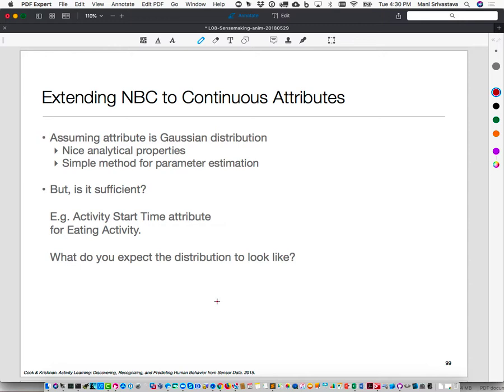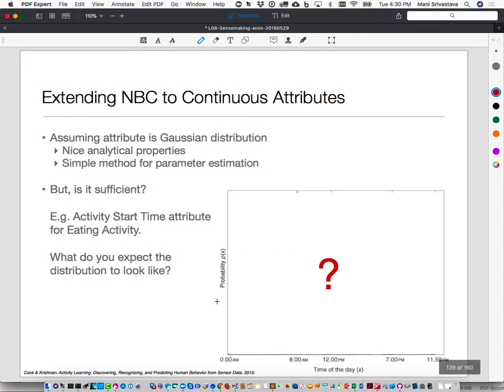So let's take this case. Let's say we are looking at the eating activity, and we are looking at the activity start time attribute of that. What would you expect the distribution to look like? What I have here is a timeline, midnight to midnight, and the probability. So what do you think the distribution of the start time of eating activity for a typical human would look like?